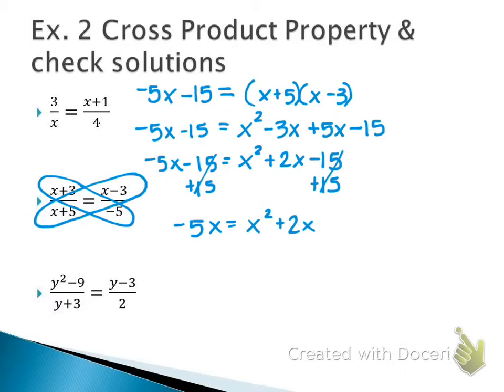Now, what should I do to move this negative 5x over? Tristan? Add 5x. Very good. So I add 5x here. I come over to its like term, add 5x, and I get 0 equals x squared plus 7x. Now, I look at this and I go, okay, I cannot factor this because I don't have a c. Anytime you don't have a c, you cannot factor a problem.